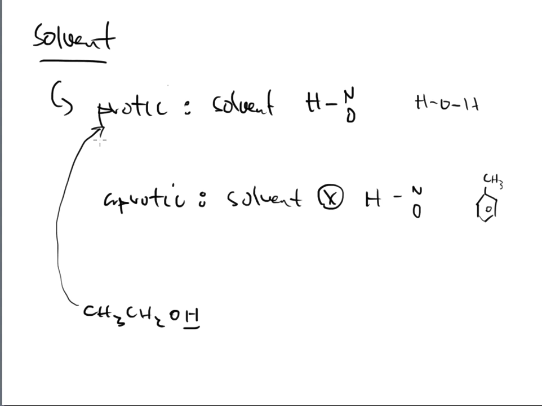Some aprotic solvents that are common in this part of organic have abbreviations. One is called DMF, and the other one is called DMSO. Let's talk about DMF first. DMF, the D stands for di, the M stands for methyl, and the F stands for formamide.